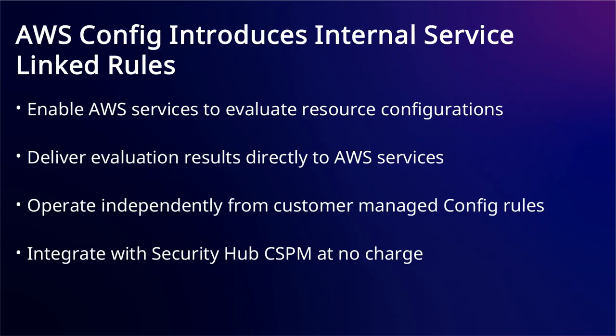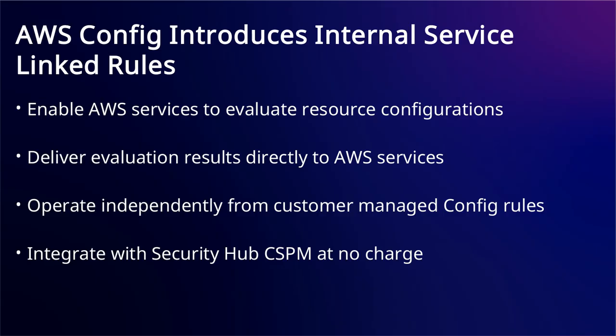Managing security and compliance evaluations across multiple AWS services can create complexity and additional costs when each service needs to separately assess resource configurations. AWS Config now supports internal service-linked rules that address this by allowing AWS services to directly evaluate resource configurations using AWS Config managed rules. You can benefit as AWS services like Security Hub CSPM deploy and manage their own rule evaluations for service-specific functionality. Evaluation results are delivered directly to the requesting AWS service at no charge to you.